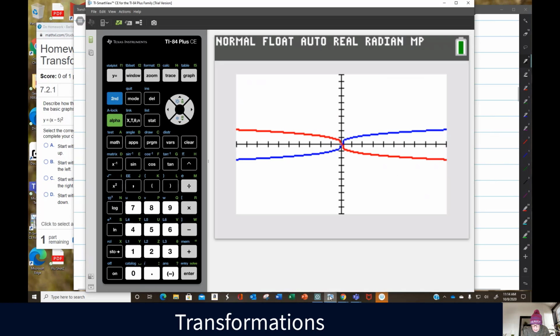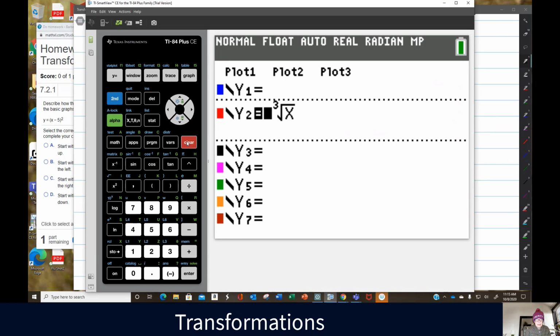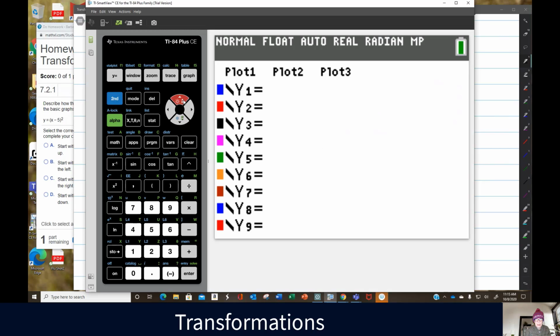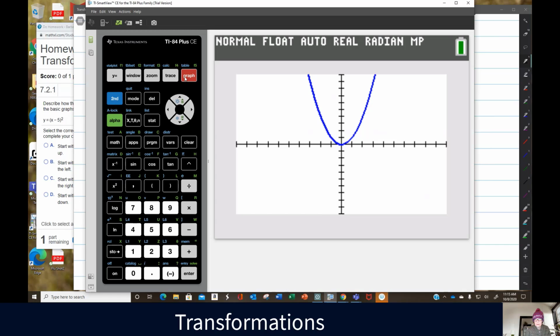So where's my calculator? There it is. Okay, clear. And clear. And let's go to x squared. Now, our home position is x squared. Graph that. There it is in blue.